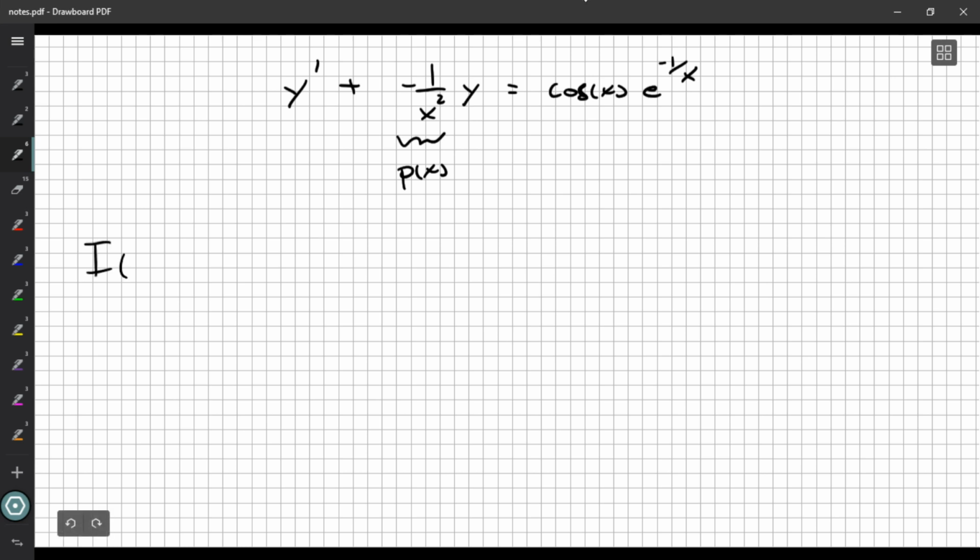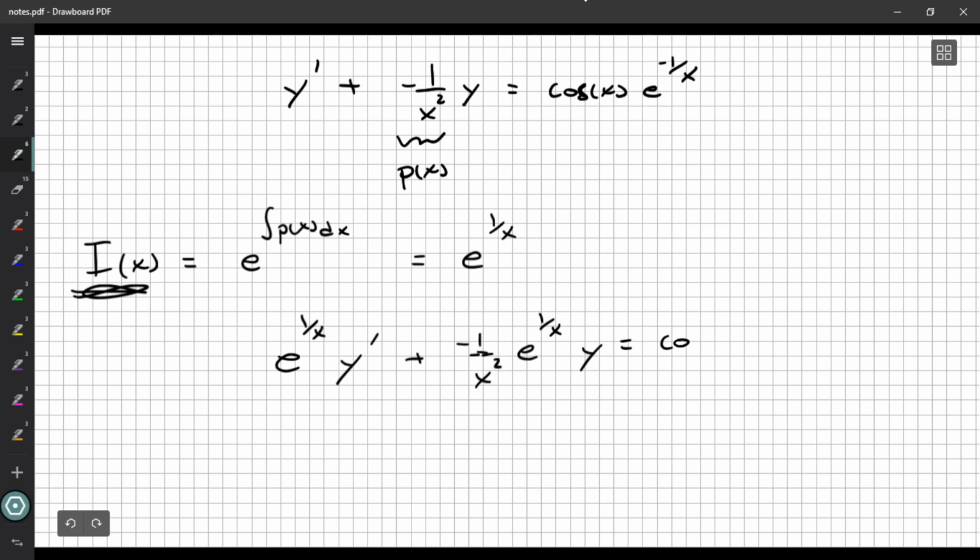Okay, so our integrating factor is the next thing to work out. It's e to the power of any antiderivative of our p of x once it's been identified. Okay. So can we think of an antiderivative for negative 1 over x squared? 1 over x will do the trick. So e to the 1 over x will do the trick for our integrating factor. Okay, once we've got an integrating factor, we multiply both sides of our expression by it.